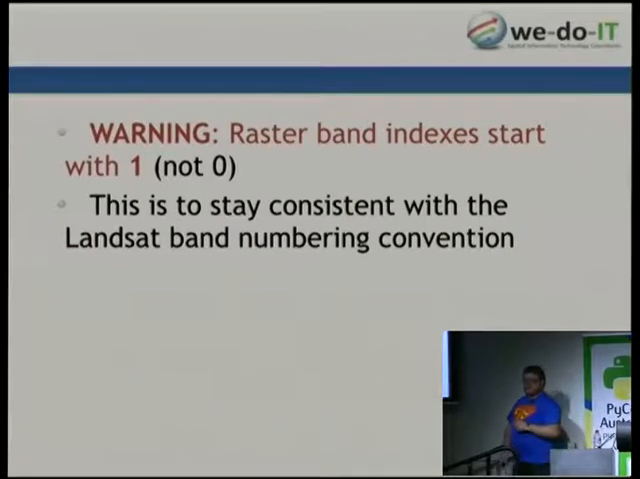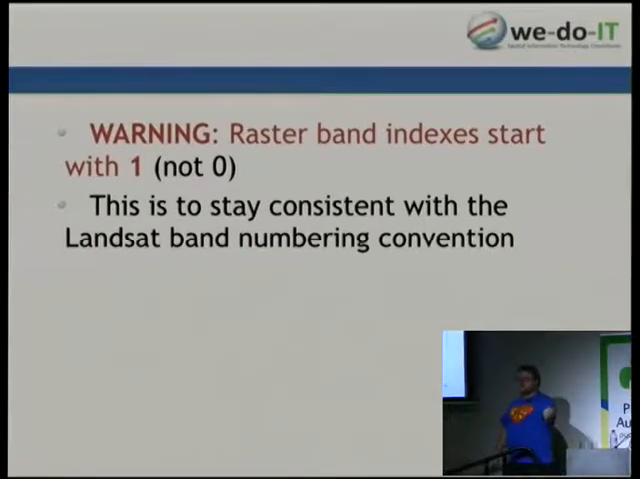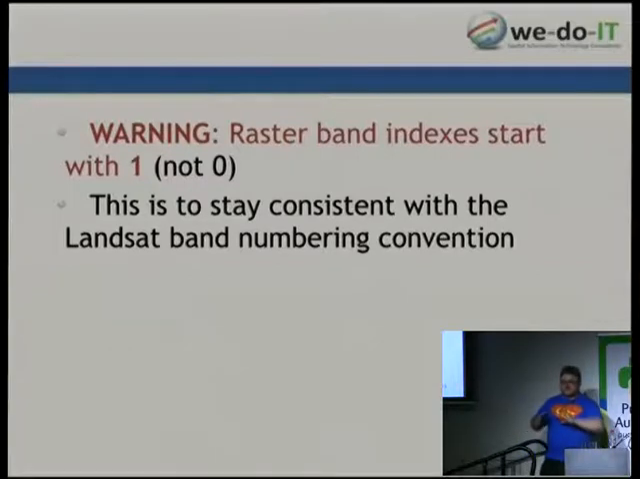One quick warning for those that don't know. In GDAL and in Rasterio and in any Python spatial library, raster bands are measured from band 1 because of the Landsat specification. So band 1 in a raster in Python is the same as band 1 in a Landsat raster, not 0. This is really just a quick aside, but it's a really important one to know because everything else everywhere is indexed on 0. This is indexed on 1.